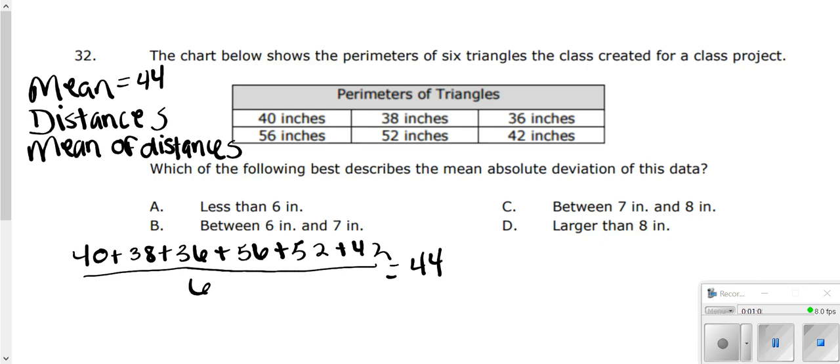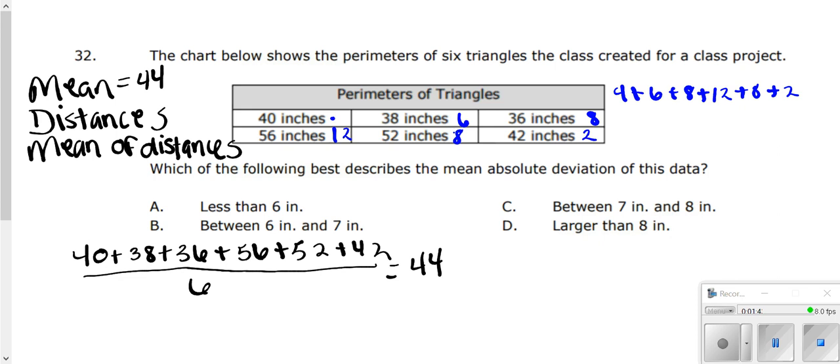So now I'm going to find the distances that each of my data points are from the mean. So 40 is 4 away. 38 is 6 away. 36 is 8 away. 56 is 12 away. 52 is 8 away. And 42 is 2 away.